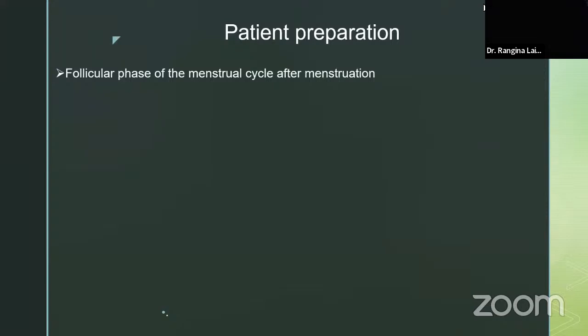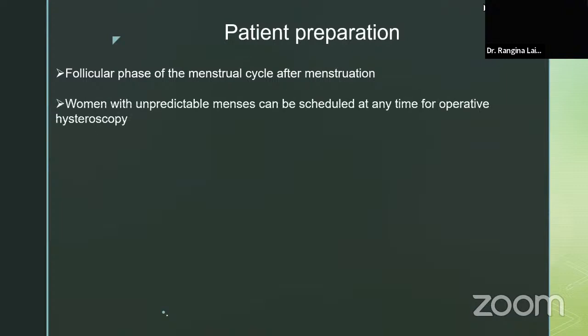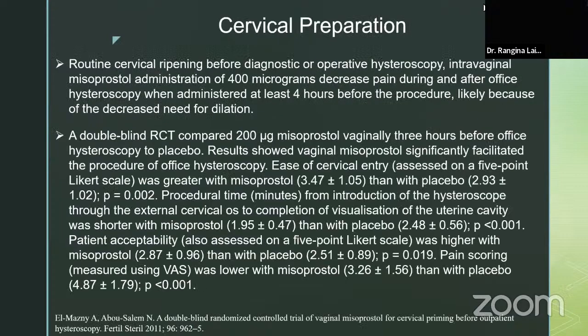As we all know, hysteroscopy is something we cannot do in any phase of menstruation. We usually prefer the follicular phase of the cycle. Otherwise, in unpredictable menses, we can of course schedule at any time. For cervical preparation, I personally use misoprostol, as I have written in my slide. I usually call the patient at least 8 hours NPO before the procedure. Four hours pre-procedure, I put misoprostol 400 microgram vaginally.